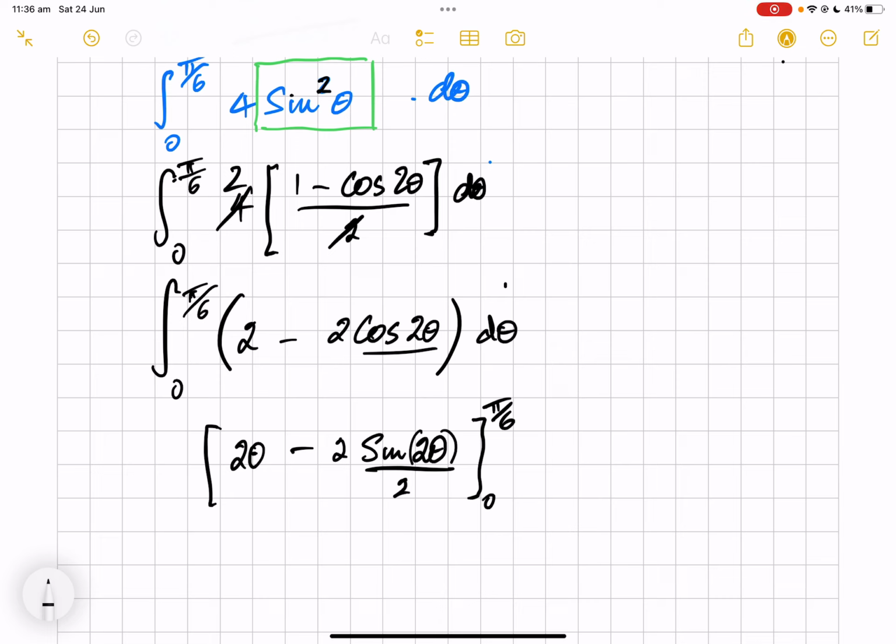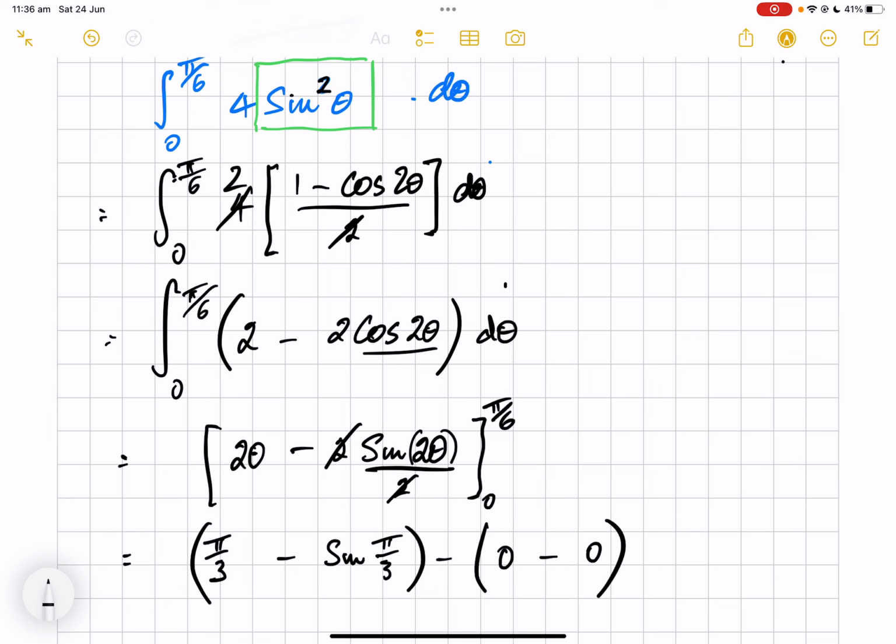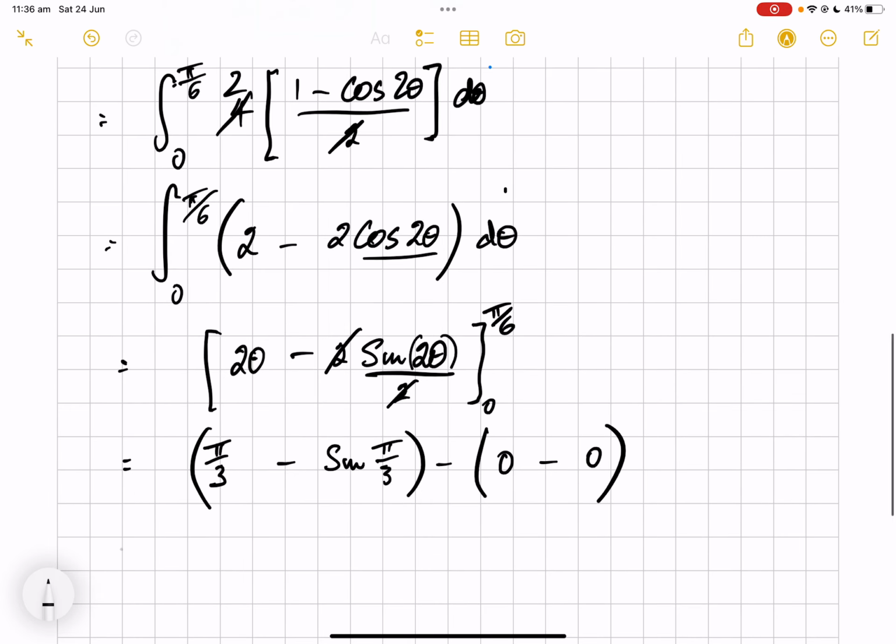So we have to now substitute, and we're almost finished. Substitute pi over 6. 2 times pi over 6 is pi over 3, and that 2 cancels. And we've got sine of double pi on 6, which is pi on 3. Then you substitute 0. 2 times 0 is 0, minus sine of 0, which is 0. That's just 0.